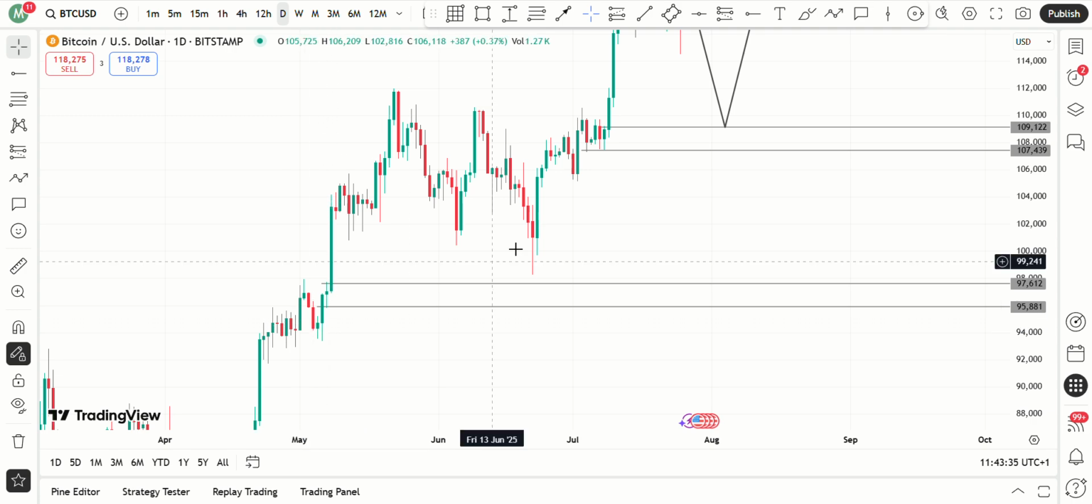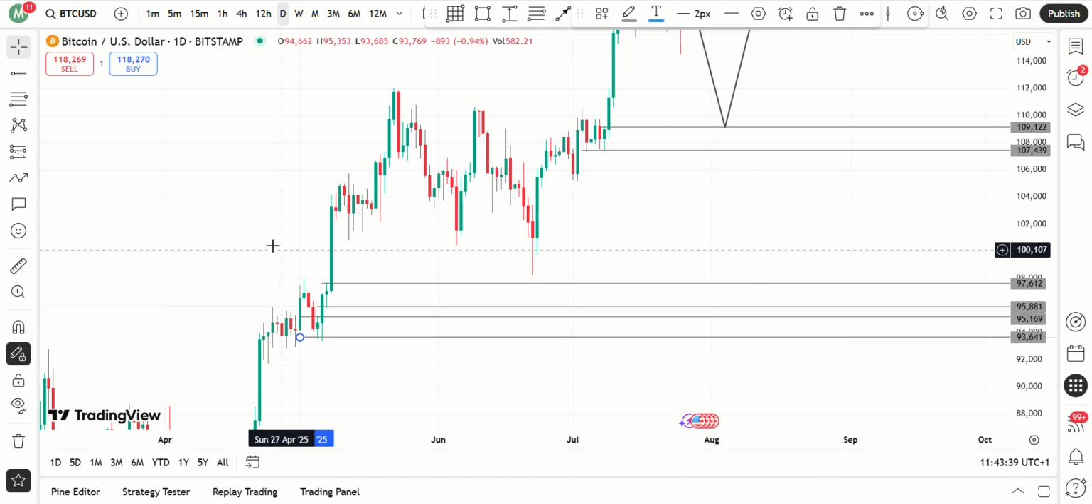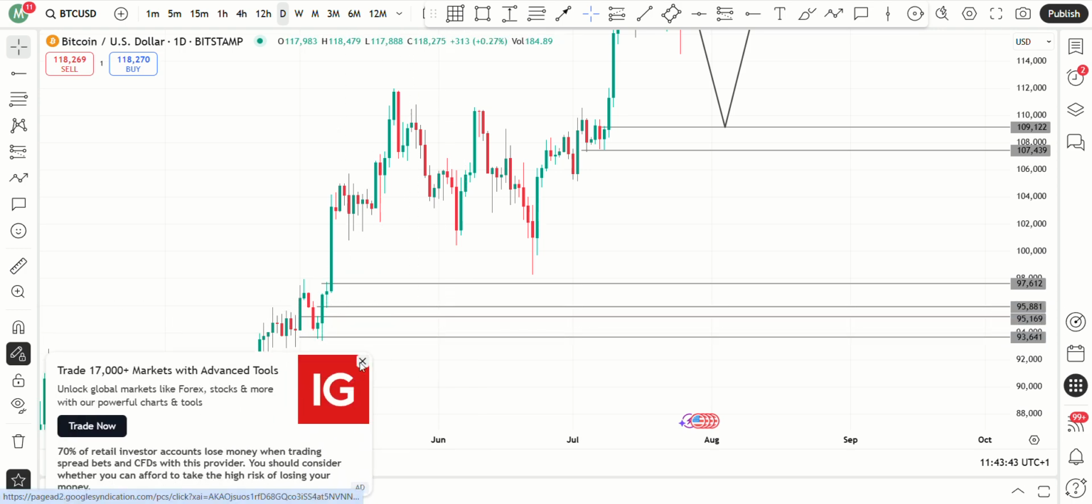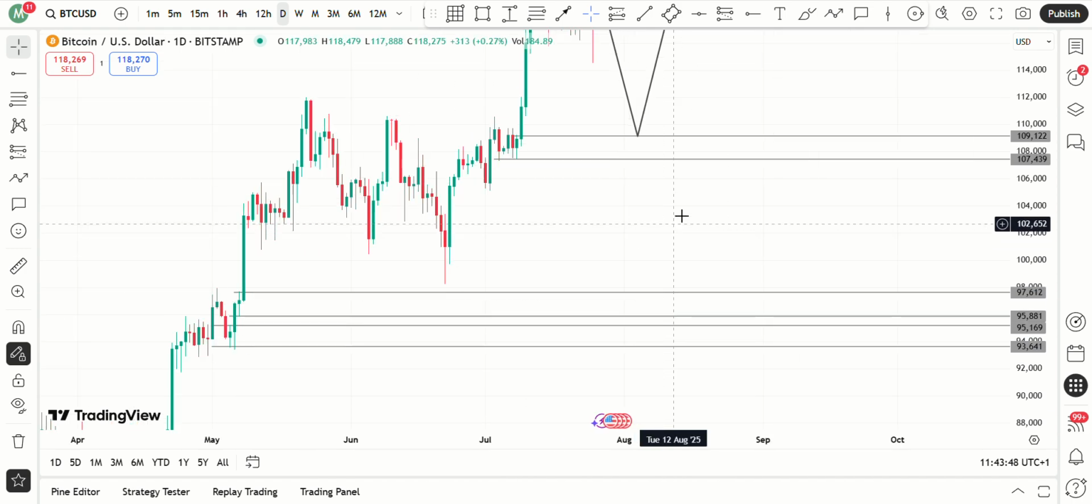This is demand as well. So level on top of a level in supply and demand terms. This is. So we'll mark these up properly.